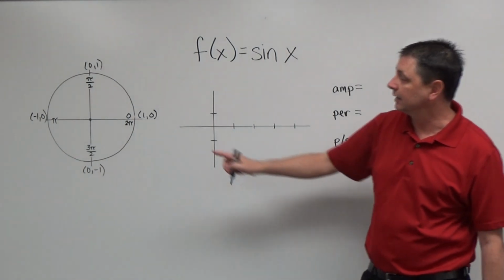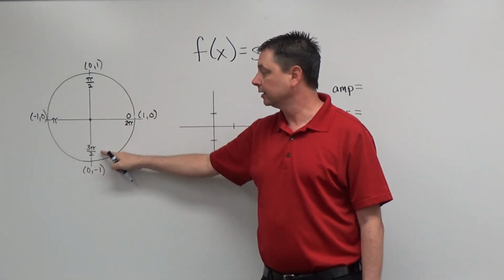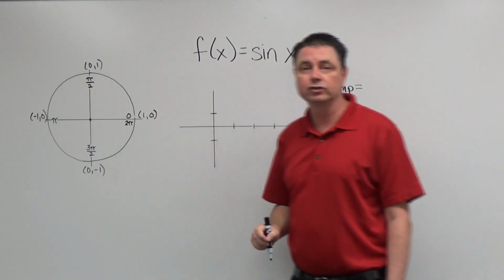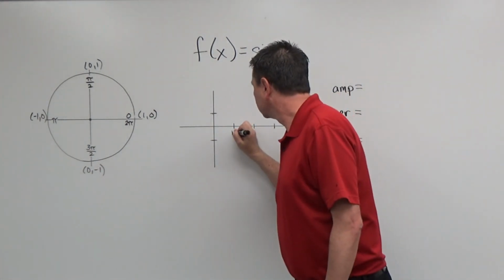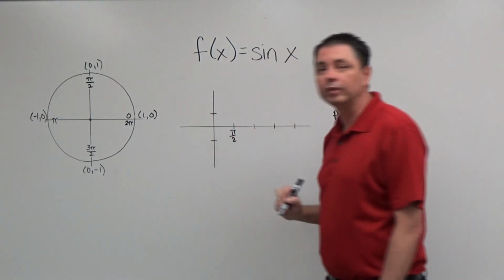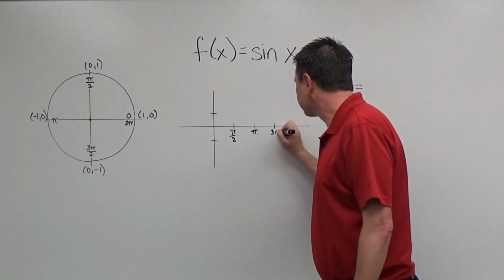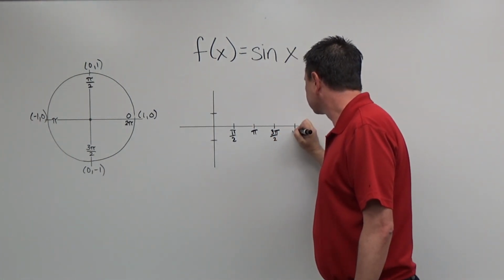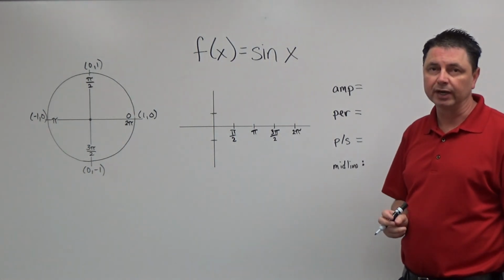And that goes with the angle, starting at 0, then pi over 2, then pi, then 3 pi over 2, and then 2 pi. So 0 here, pi over 2, pi, 3 pi over 2, and 2 pi.